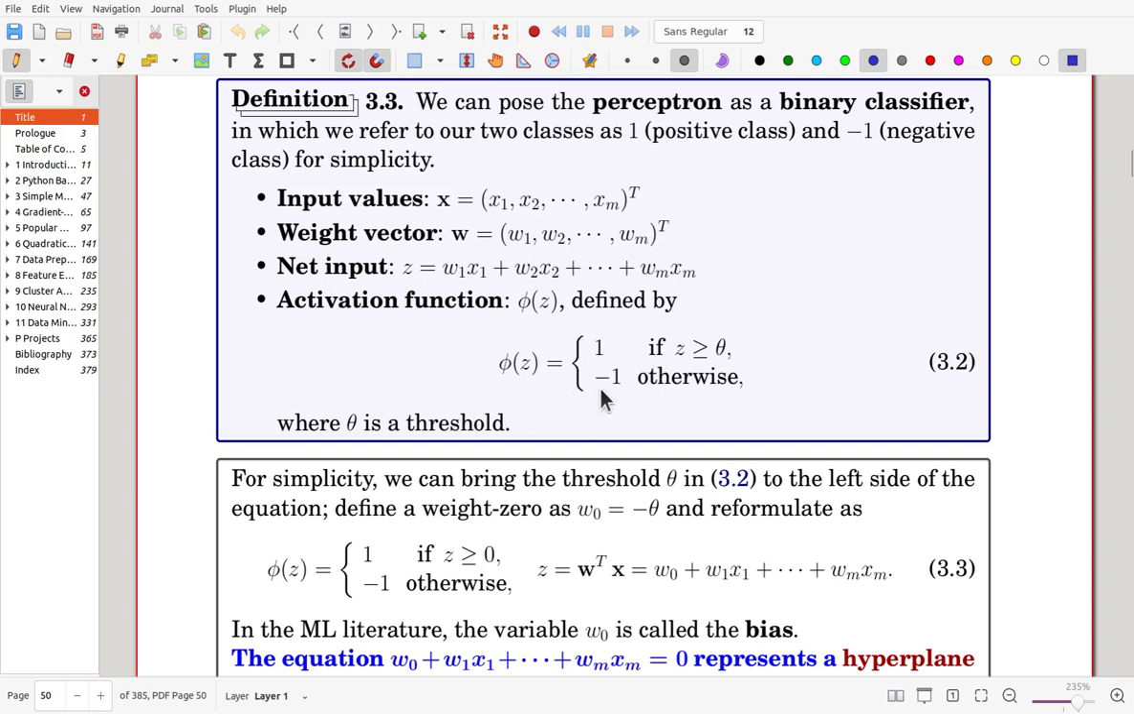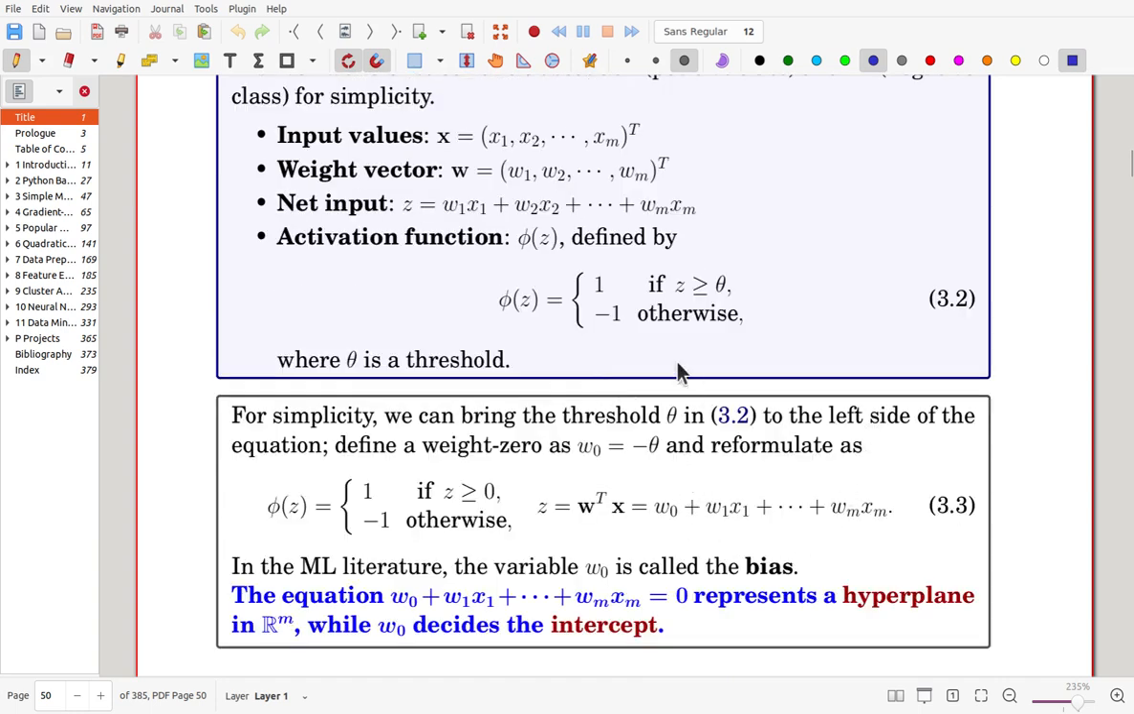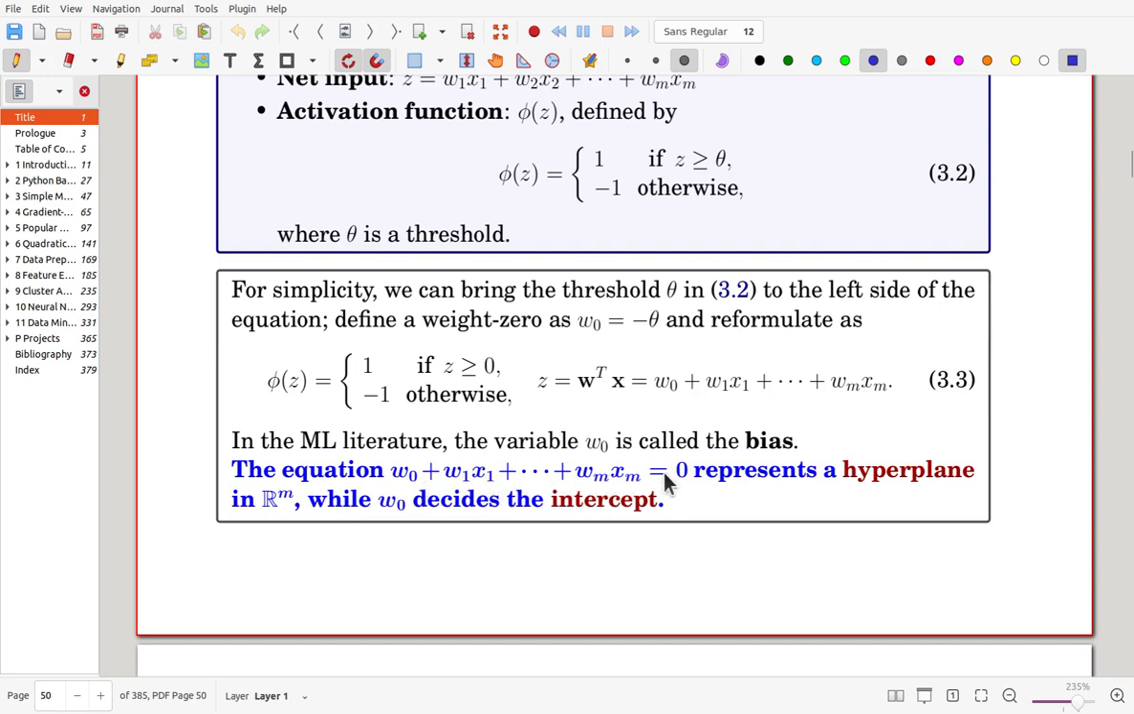Here, the activation function can be reformulated. Theta can be moved to the other side, then it's minus theta, and we use W0 for minus theta. Then now, along with the W0, this whole thing is called again the net input Z. If the net input is larger than or equal to 0, then the activation is 1, and otherwise -1. This formulation is the same as this one. Here, W0 is called the bias.